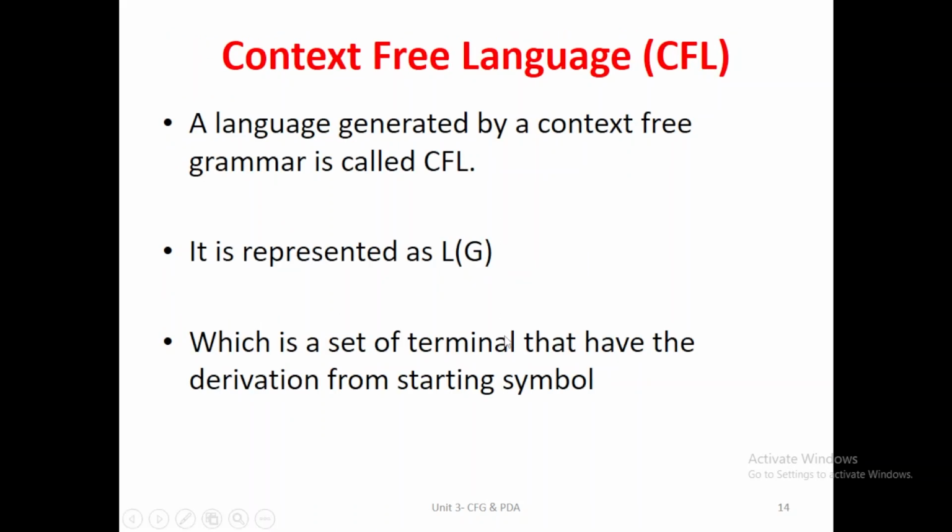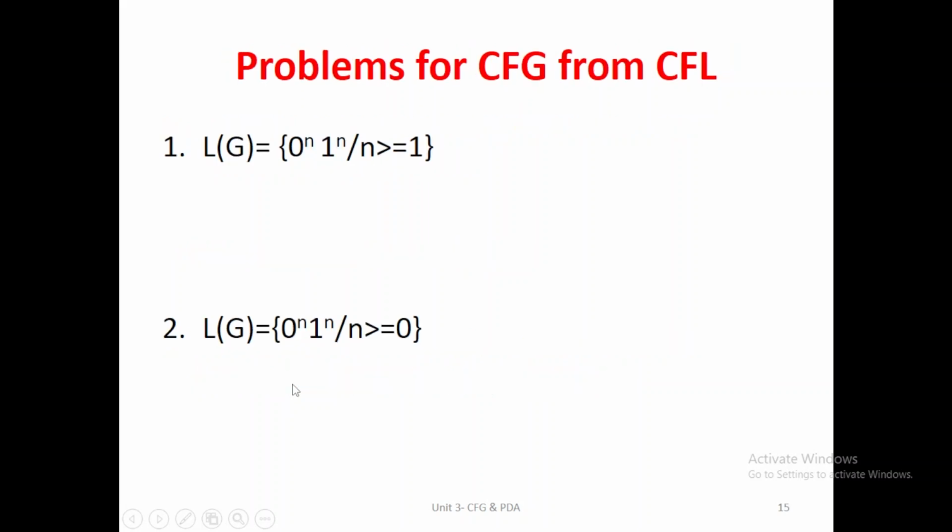This is the representation of a context-free language, which contains a set of terminals and has derivations from the starting symbol. I will explain the derivation of a given grammar in a later class. First, I'm going to discuss a few problems on construction of context-free grammar from a language. Consider the first problem: L(G) is a language which contains strings of the form 0 power n, 1 power n, where n is greater than or equal to 1.